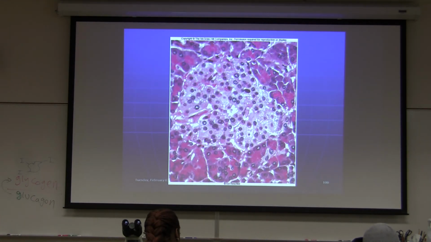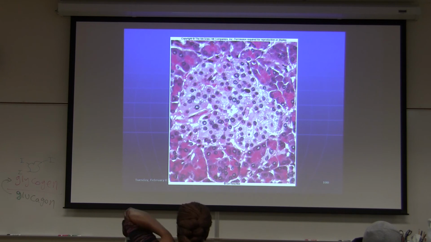Here is a beautiful picture. Whoever stained this did a great job. I think this is from your textbook. This is the islets of Langerhans. And look at this, there is a pattern. Look at the pattern of the cells. There is a nice circle. These are the nuclei of the exocrine acini. And there is no pattern here.